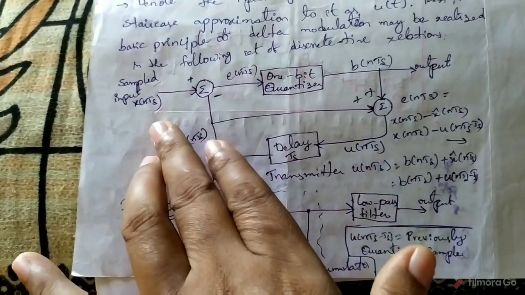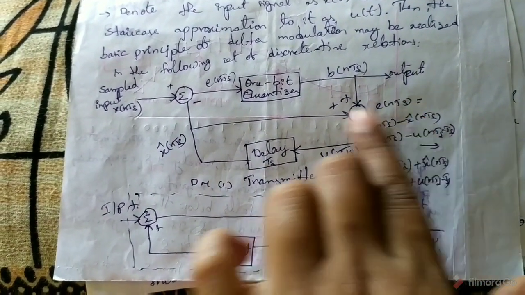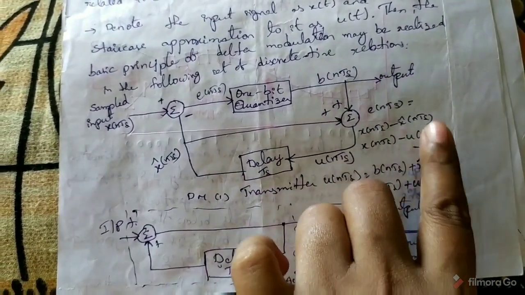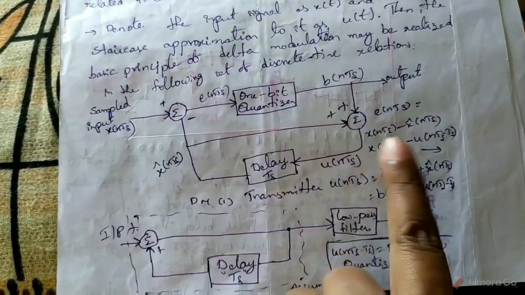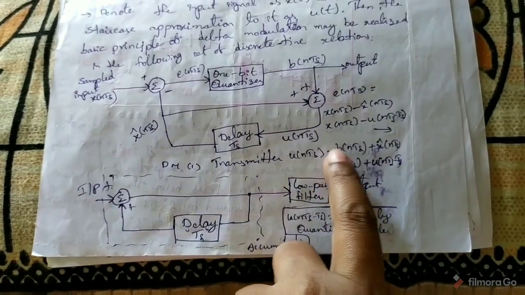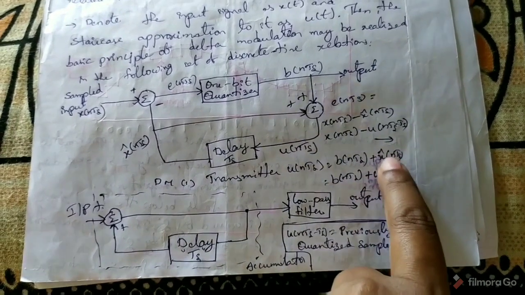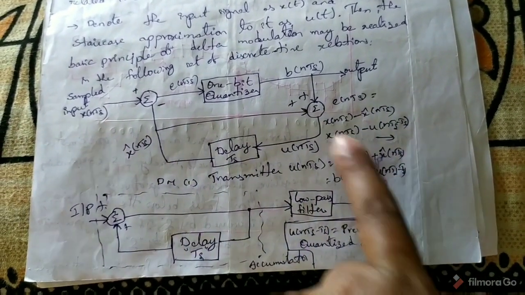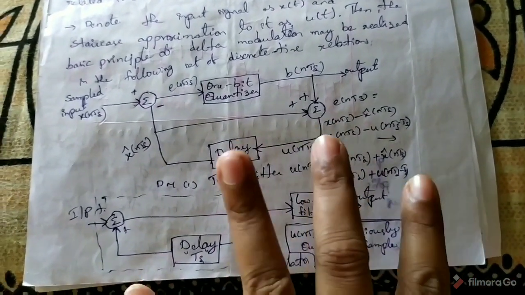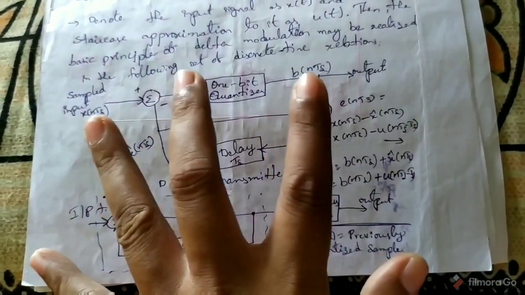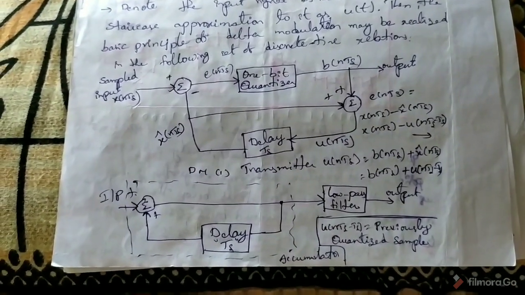e of nTs is equal to x of nTs minus x cap of nTs. See here, x of nTs minus x cap of nTs is equal to u of nTs minus Ts. Simple expression. What is b of nTs? It is the quantized version of e of nTs. Likewise, u of nTs is equal to b of nTs plus x cap of nTs, which is equal to u of nTs minus Ts. That's it. u of nTs minus Ts is the previously quantized sample. That is the difference between the DPCM and DM. I think this is clear, so I am moving to the next topic.